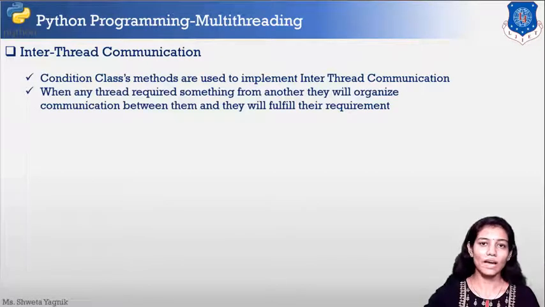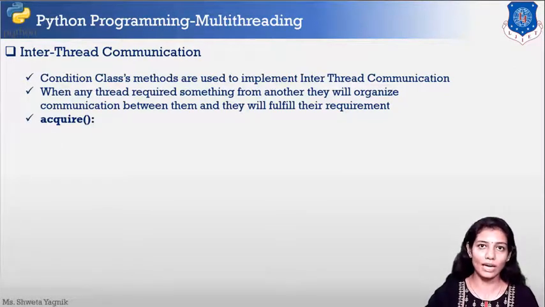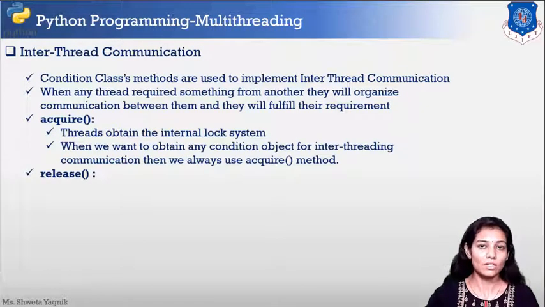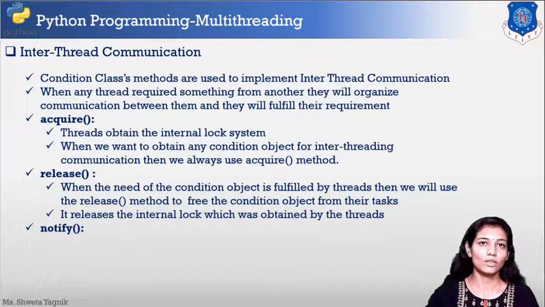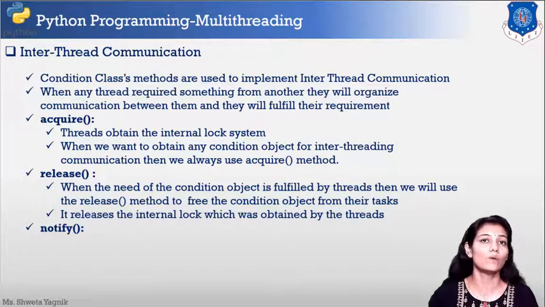For that we have a condition object, which will help us with a number of methods for inter-thread communication. We have the acquire method, which will help us acquire the lock, that is the internal lock. Then we have release, which will help us release the lock that we have acquired. Then we have the notify method. This method will notify a single thread which is waiting for something to occur.